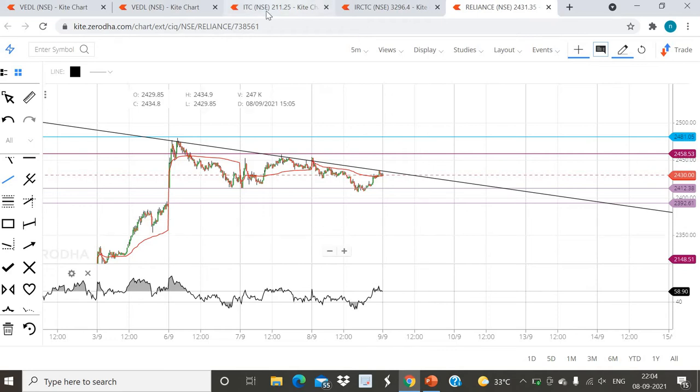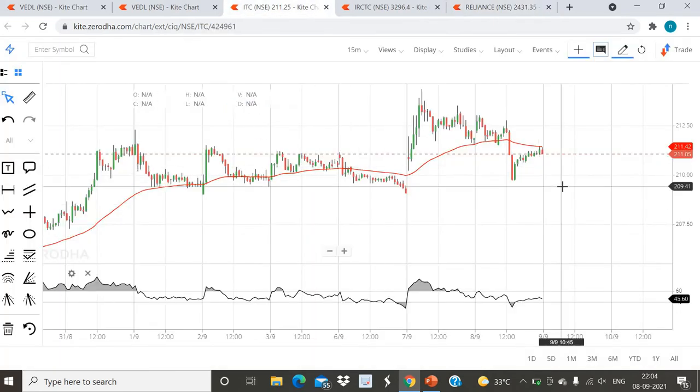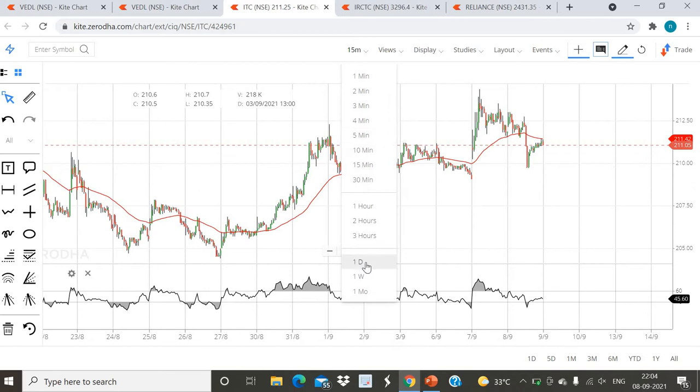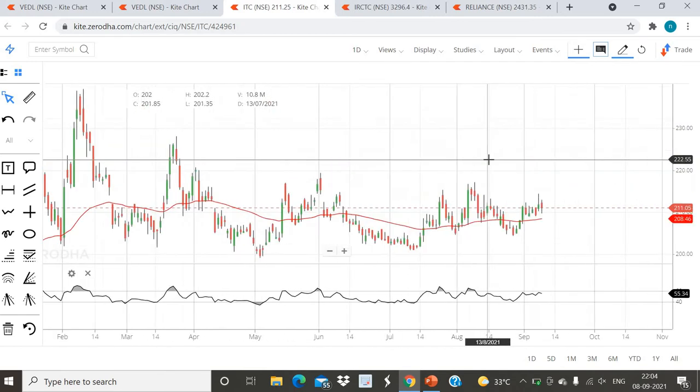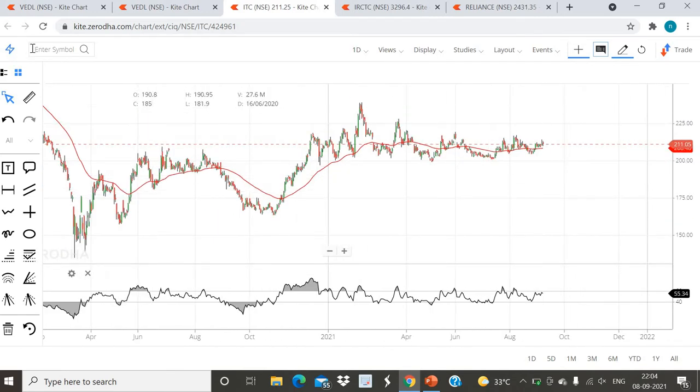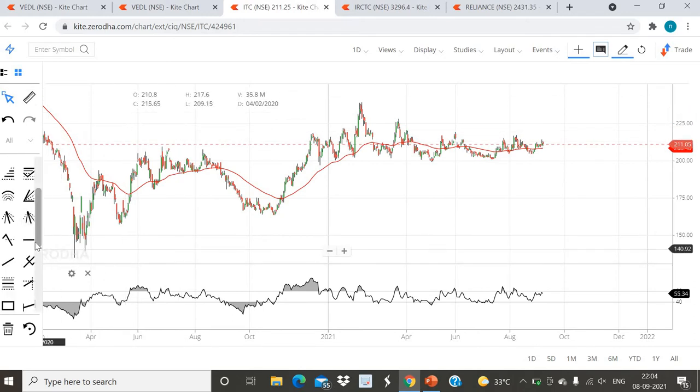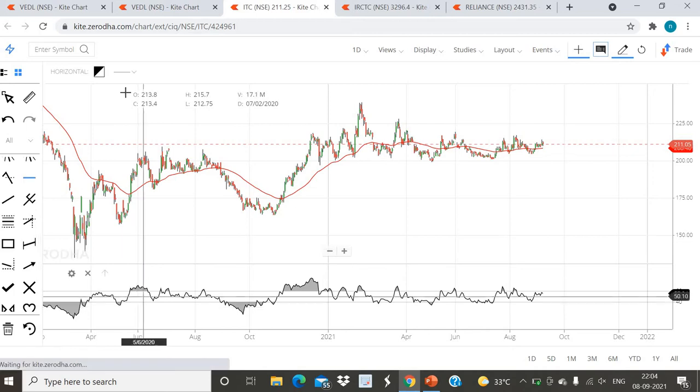Now the next stock is ITC. First we will come from the daily time frame. We will mark level on the daily time frame. For daily time frame, we will use blue color.